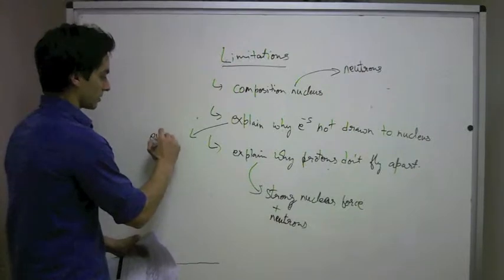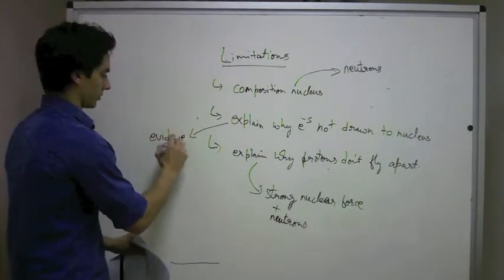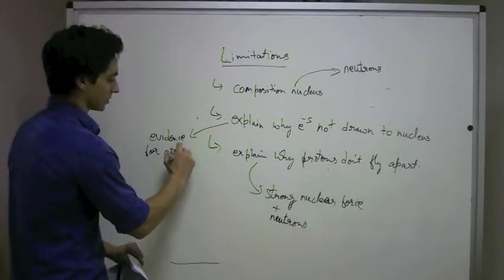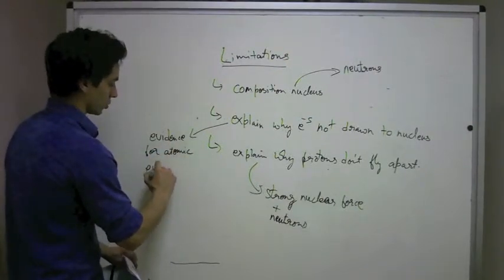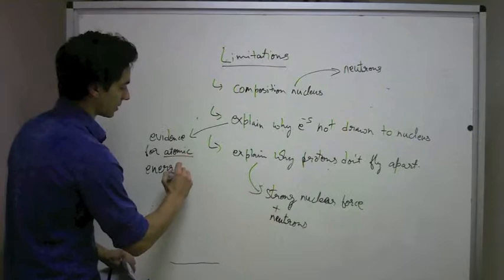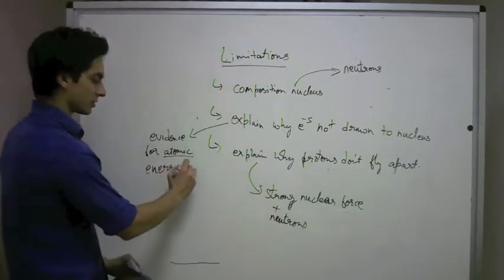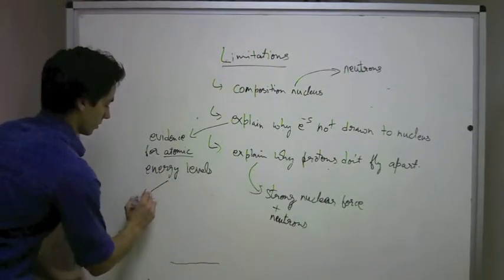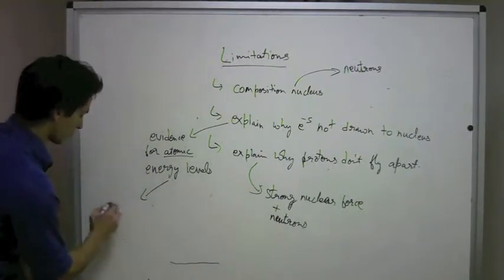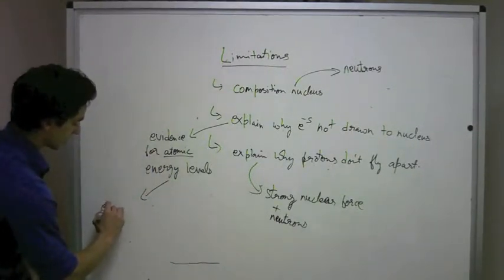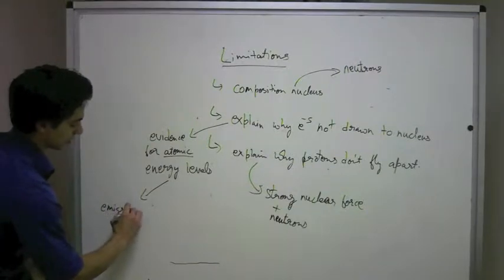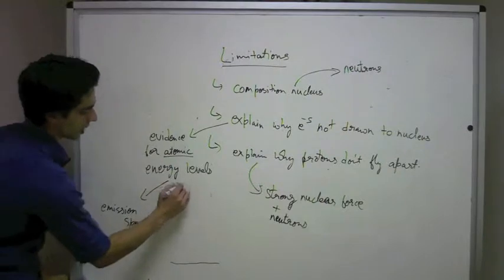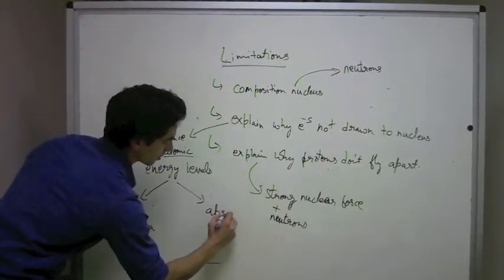So evidence for atomic energy levels. When we say atomic energy levels, we are talking about the energy levels of electrons. Okay. You have the emission spectra, and the absorption spectra.